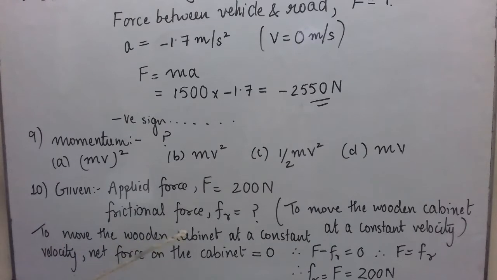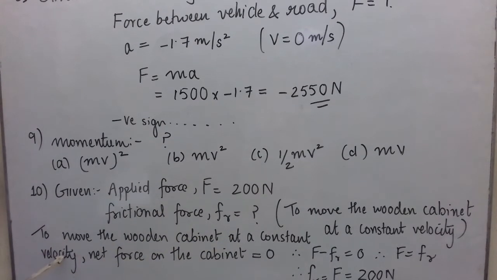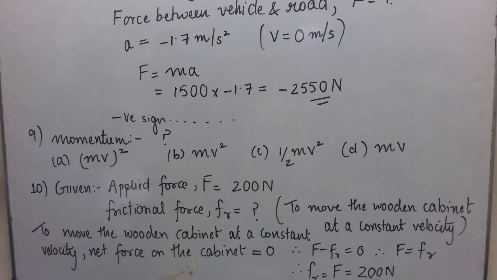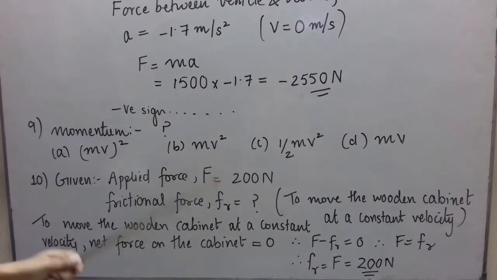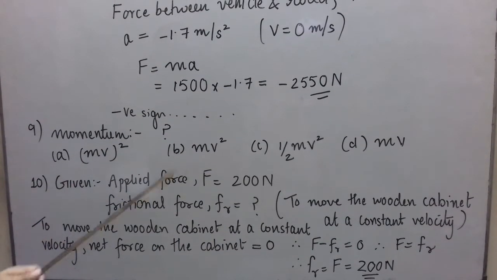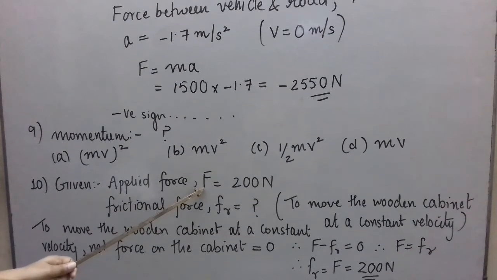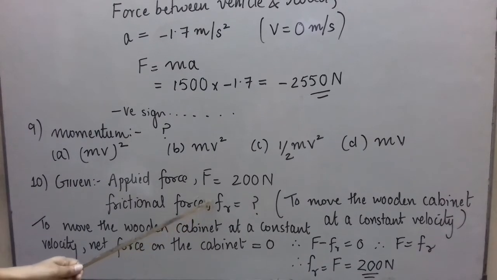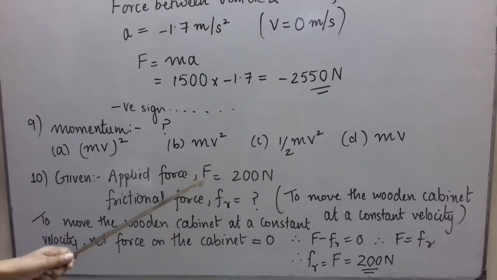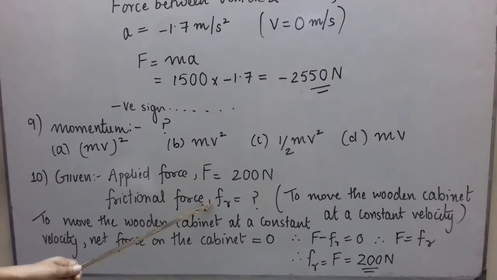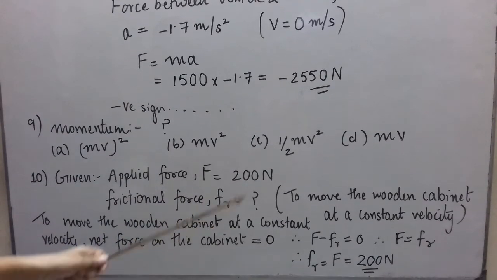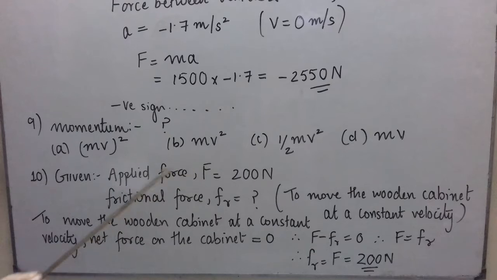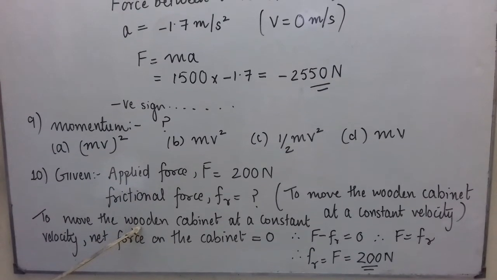To move the wooden cabinet at a constant velocity, the net force on the cabinet is equal to 0. And what is the net force? Applied force F minus frictional force Fr. This is the net force, because frictional force always acts in the opposite direction of the applied force. So F minus Fr is the net force acting on the cabinet. That should be 0 if the cabinet has to move at a constant velocity.